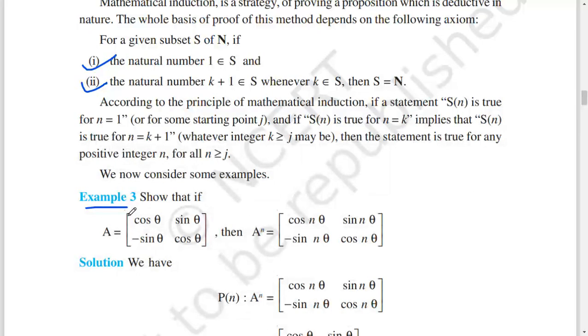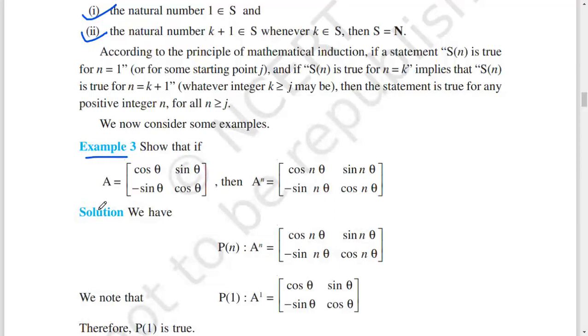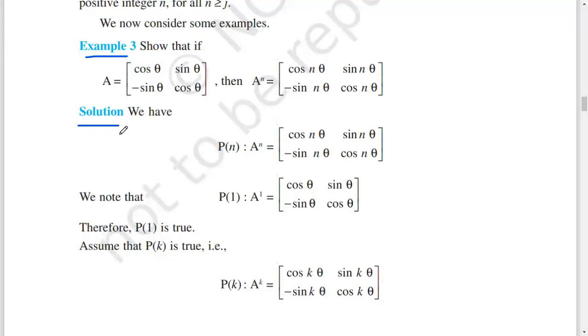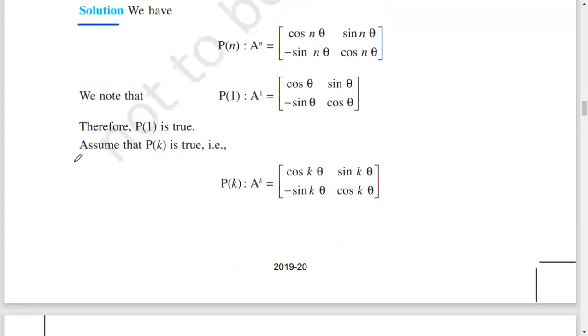Show that if A = matrix [cos θ, sin θ; -sin θ, cos θ], then An = matrix [cos nθ, sin nθ; -sin nθ, cos nθ]. Solution. Let Pn be An = matrix [cos nθ, sin nθ; -sin nθ, cos nθ]. We note that P1: A1 = matrix [cos θ, sin θ; -sin θ, cos θ]. Therefore, P1 is true.